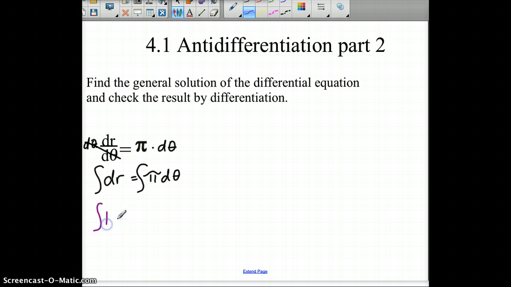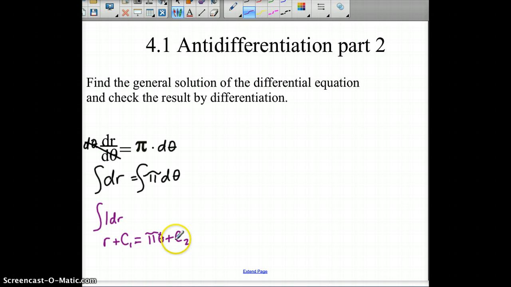So now we integrate both sides, and this integral of dr, one way to think about it might be the integral of 1 dr. So the 1 is the constant, and remember the integral of a constant is the variable plus some constant. And on the right side, the integral of pi, that's another constant, is pi times the variable, so the variable here is theta, plus a different constant. So if we want to signify these are two different constants, we could call this c sub 1 and this c sub 2.